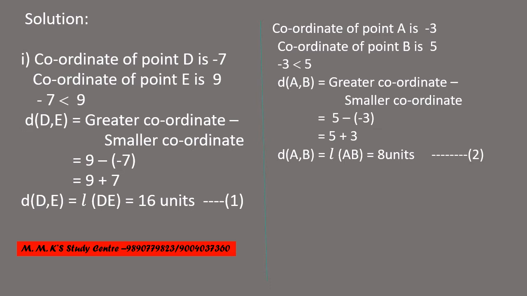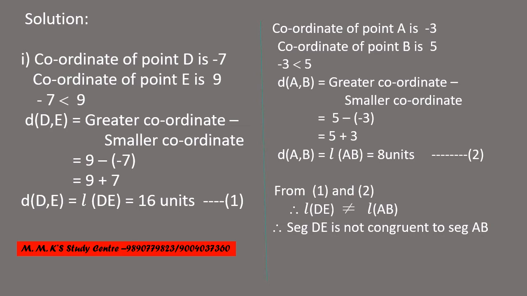Children, observe the equation 1 and 2. Equation 1 we got 16. Equation 2 we are getting 8. Are they same? No, they are not same. Therefore, length DE is not equal to length AB. As they are not equal, then we can write seg DE is not congruent to seg AB. Congruent segments means what? They should have the same length. So here different length is there, so they are not congruent.